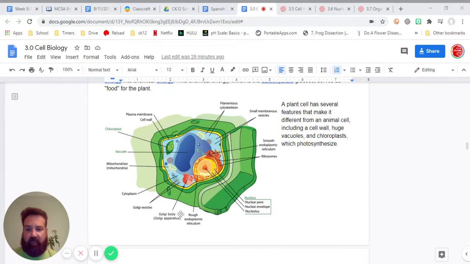All right, so then here we have the diagram, and you can see most of these organelles look similar and have similar names and do similar things. There's a few different ones like the chloroplast and that large central vacuole. So let's read the caption. A plant cell has several features that make it different from an animal cell, including a cell wall, huge vacuoles, and chloroplasts which photosynthesize.